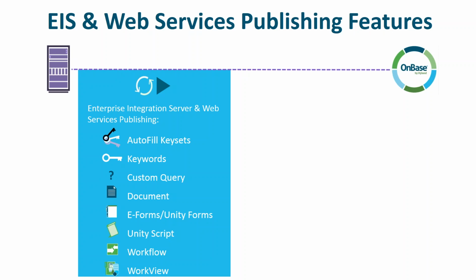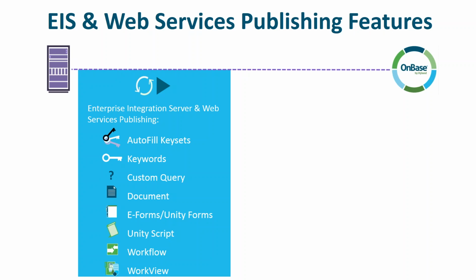So from the business system, it can update autofill keyword sets or keywords, or it can execute a custom query against OnBase. It can essentially import documents into OnBase, transfer documents to OnBase, create forms, and execute a Unity script. All of these things are available from that business system to trigger.